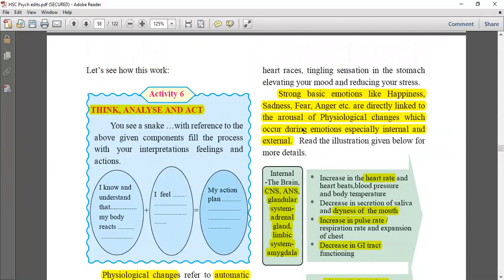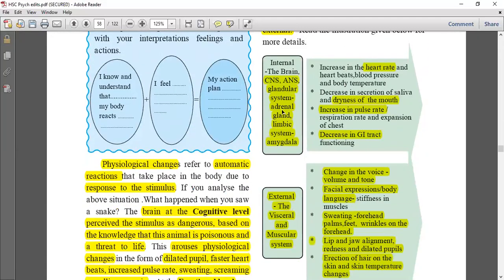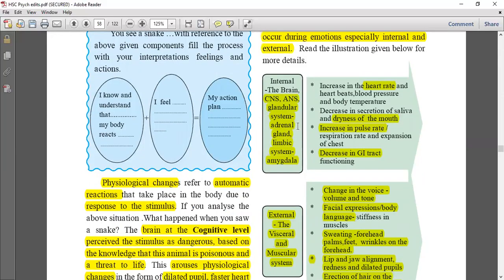Strong basic emotions like sadness, fear, anger are directly linked to arousal of physiological changes which occur during emotions, especially internal and external. So your internal brain includes your CNS and ANS, the central nervous system and autonomic nervous system, the glandular system, adrenal gland, and limbic system. The amygdala is a part of the limbic system, and the adrenal gland is a part of the glandular system. That is your internal brain.